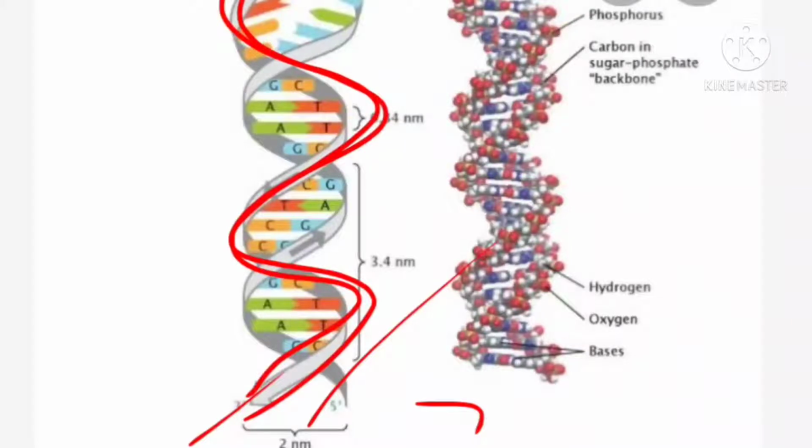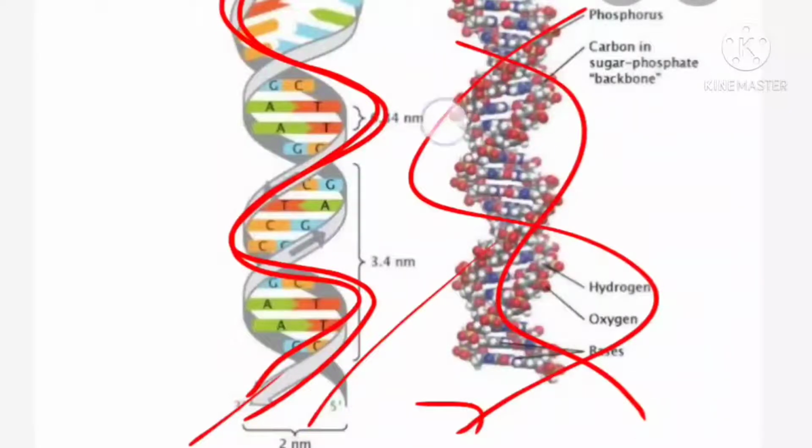What is it made up of? It is made up of sugar and phosphate. So this sugar and phosphate is the backbone, isn't it? And in between you can find the nitrogenous bases: adenine, guanine, thymine, cytosine are forming the ladders.